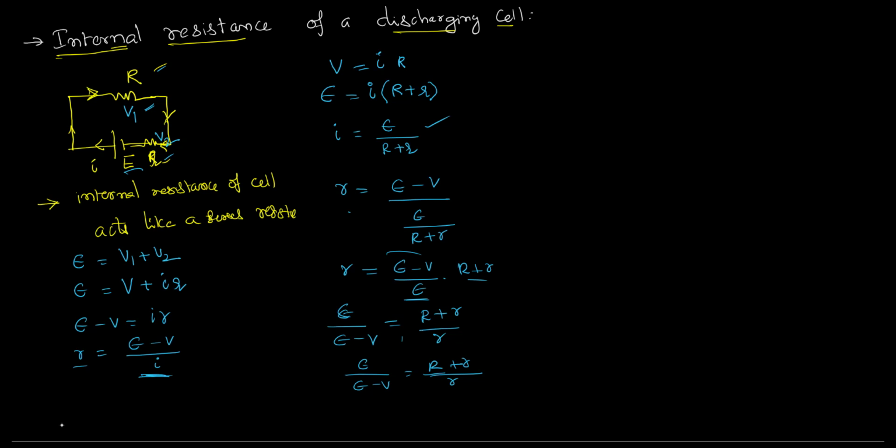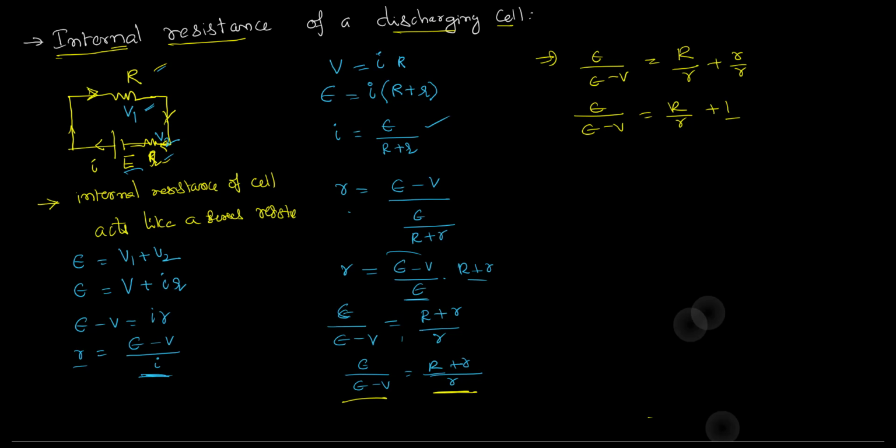Well, let us simplify this further. That implies E by E minus V. I will divide by small r in each of the terms. That's capital R by small r plus small r by small r. So E by E minus V is capital R by small r plus small r by small r, which is equal to 1. So let me get that 1 to the other side of the equation. E by E minus V minus 1 is equal to capital R by small r.